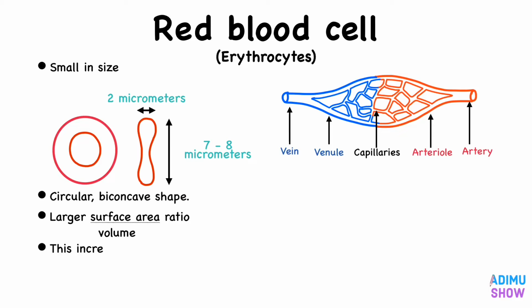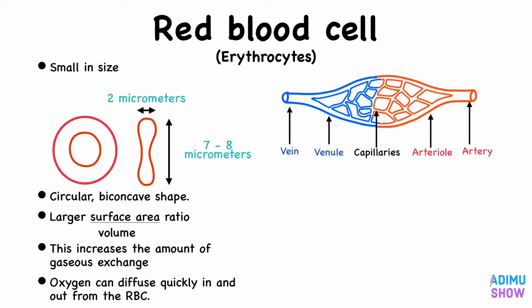Okay, then let's see what is the significance of the shape of the red blood cell. They appear as circular biconcave discs. This shape helps to increase the surface area of the red blood cell. So, the biconcave shape results in a larger surface area to volume ratio. As a result, it increases the amount of gaseous exchange. Also, oxygen can diffuse quickly in and out of the red blood cell. This feature is very helpful when it comes to high oxygen demand tissue.